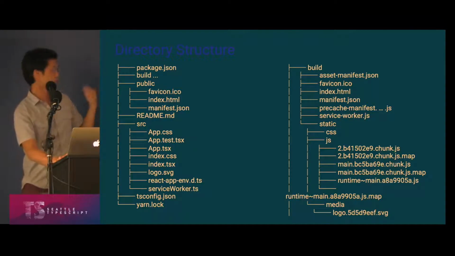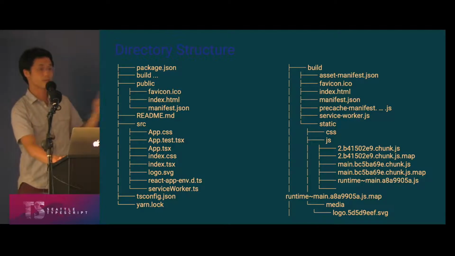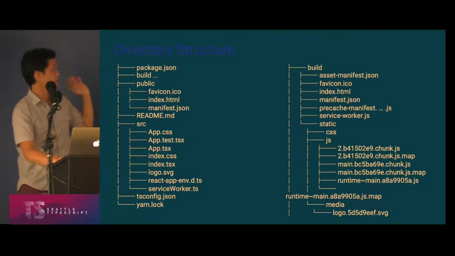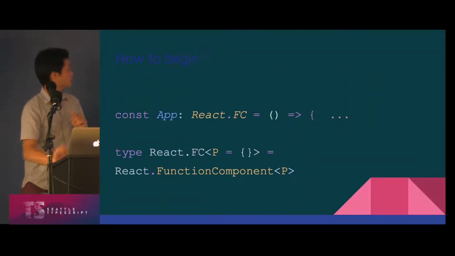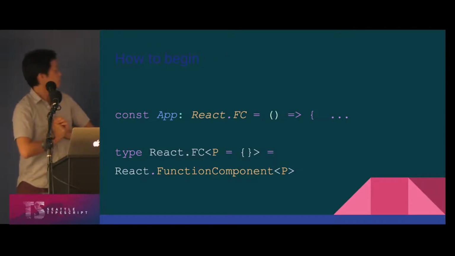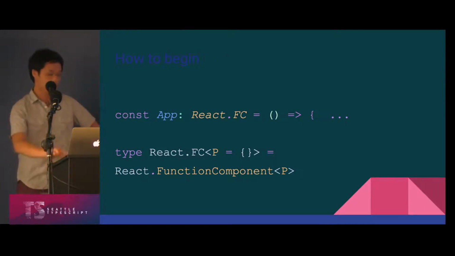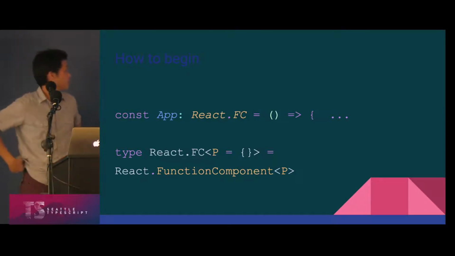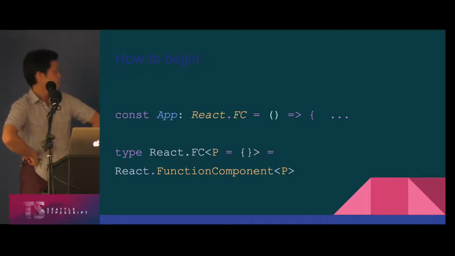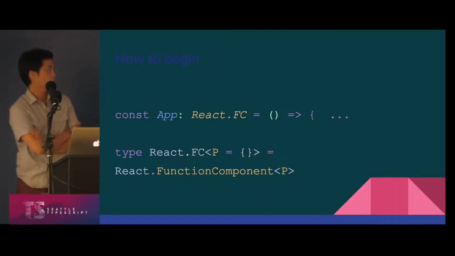Everything's set up nicely, so your tsconfig.json has some nice settings in it. Everything's just ready to go. And inside of your app.tsx, you're going to find const app with an annotation, React.FC. We're going to get to that in a minute. And then you get some nice ES6 syntax, creating a new function.